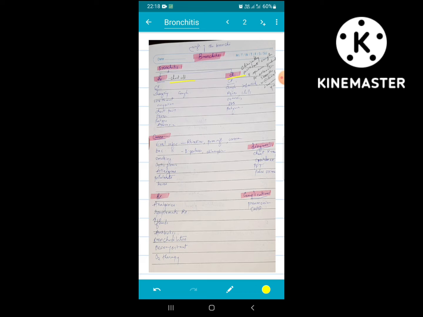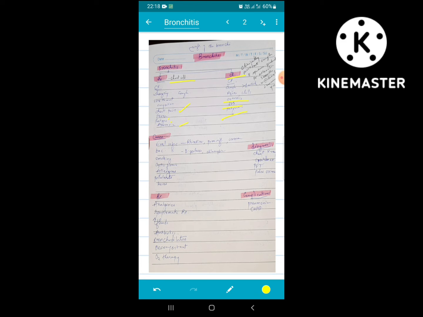So what are the clinical features of acute bronchitis? There is going to be wheezing, sore throat, like everything that you get in a common cold. There's going to be congestion, chest pain, fever, fatigue, and anorexia. When it comes to chronic bronchitis, there is going to be cough with sputum expectoration, fever and chills, and cyanosis because your oxygen transport is compromised. It will also lead to shortness of breath and fatigue. So these are the clinical features.